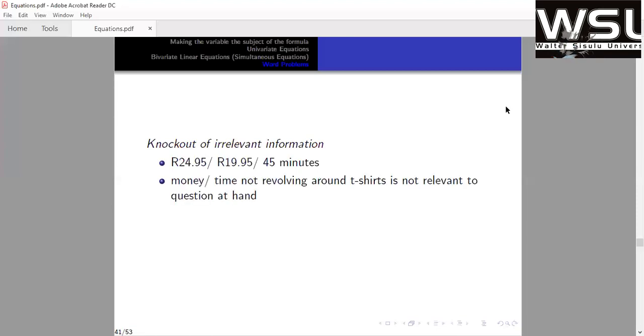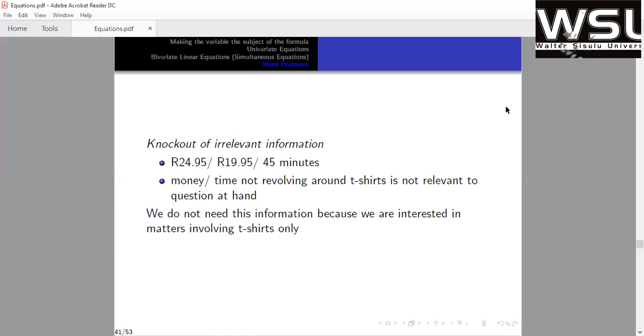And then money or time not involving t-shirts. Remember, that's basically the word form of what I wrote above. If money is not relevant, time, if it does not involve t-shirts, is also not relevant. So we do not need the information, and therefore we knock it out.